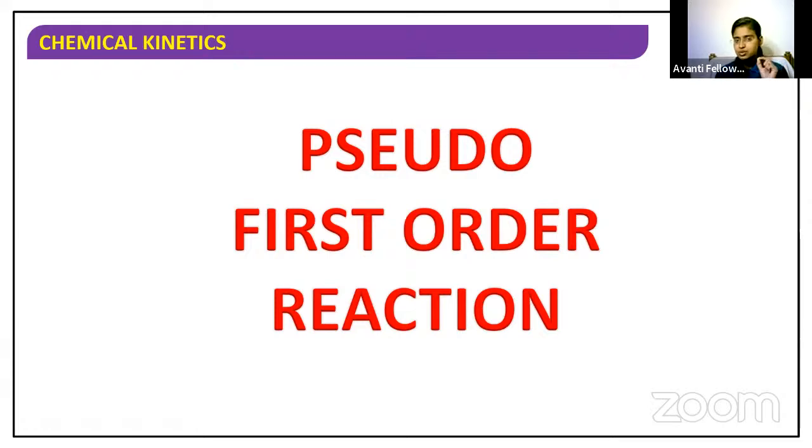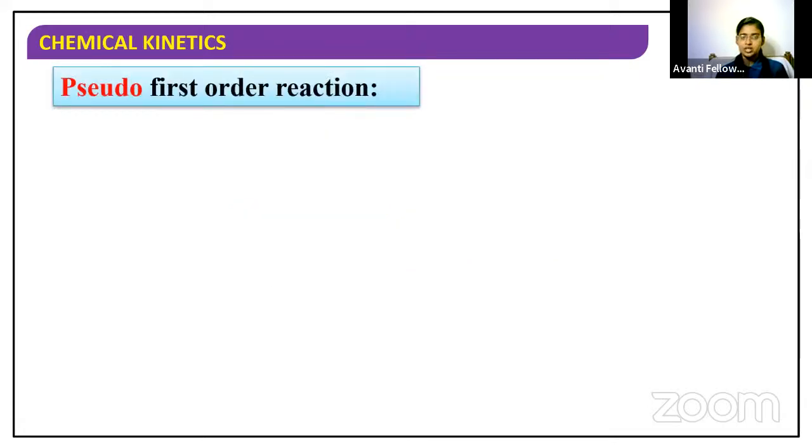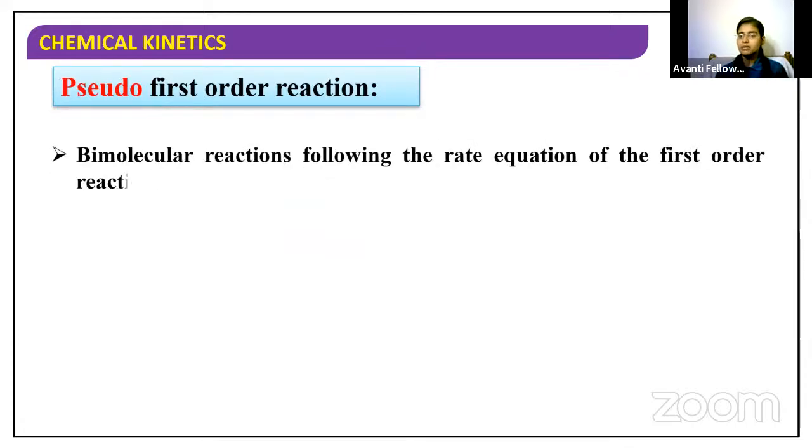So what is meant by pseudo first order reaction? The given reaction is not a first order reaction, but it is called a first order reaction. Those reactions are called pseudo first order reactions. Don't get confused. We will see this with a clear explanation. So let's start with pseudo first order. The bimolecular reactions. Bimolecular means only two reactants are involved.